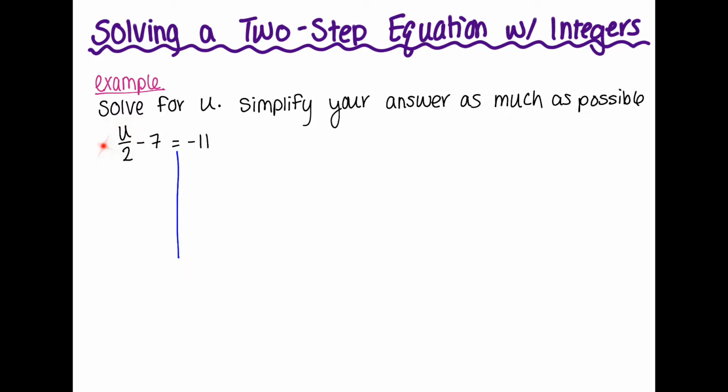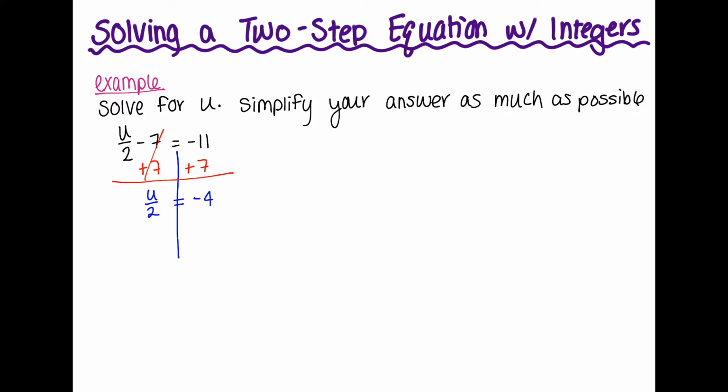I want to get u by itself, and this minus 7 over here needs to go away before I can deal with the 2 underneath the u. So to get rid of a negative 7, I'm going to add 7 to both sides. The 7s will cancel, and the u over 2 is left. Negative 11 plus 7 is going to give you negative 4.